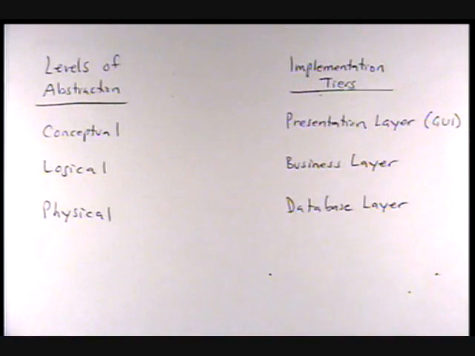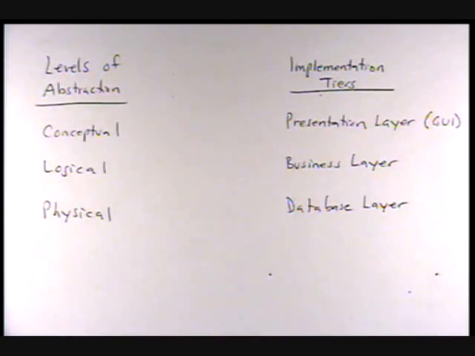There are several different ways of looking at this innovation and the way it's viewed and presented through different levels of abstraction: conceptual, logical, physical. I think those are familiar to us. And then it gets implemented in a presentation layer, the GUI, the part that the user actually interacts with. The business layer, and this is where all the logic is, and the actual application, so to speak, and the database layer itself where the data is stored.